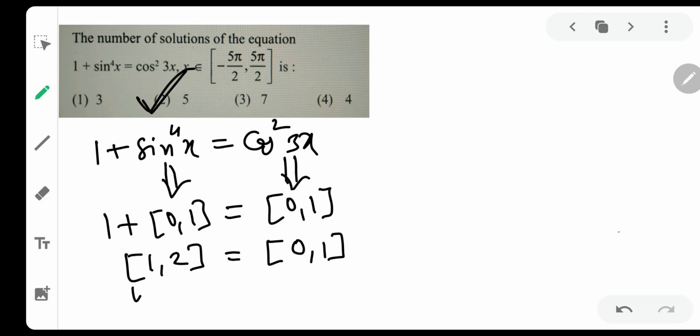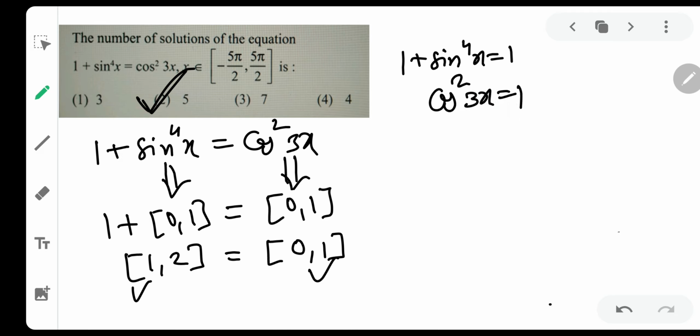Now there is only one common point between them, which is 1 only. It means the LHS when it is equal to 1 and RHS when it is equal to 1, both will be equal. Therefore the LHS should be equal to 1 and even RHS should be equal to 1. Then both of them will be equal. You can solve it by any method. So I will solve it by cos square 3x is equal to 1, which is very easy.